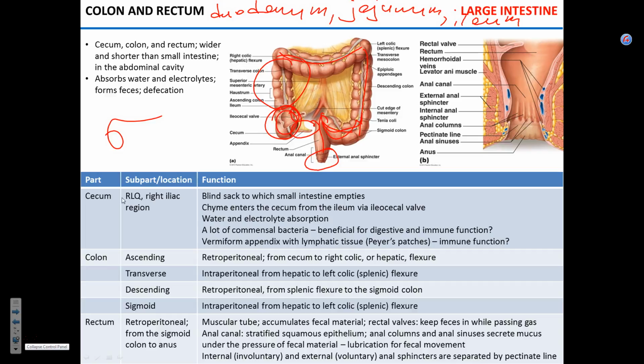Another thing, the appendix is surrounded by MALT, mucosa-associated lymphoid tissue, Peyer's patches. We talked about mucosa-associated lymphoid tissues, the follicles that are in the mucosal lamina propria of the mucosal layer. There is a great likelihood that exposure of the Peyer's patches to certain microbes can shape your immune response.